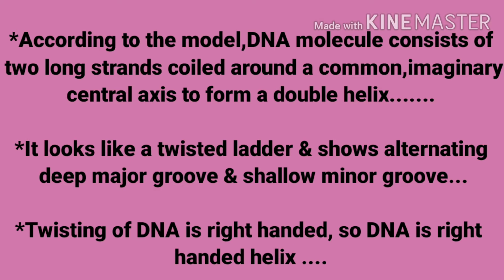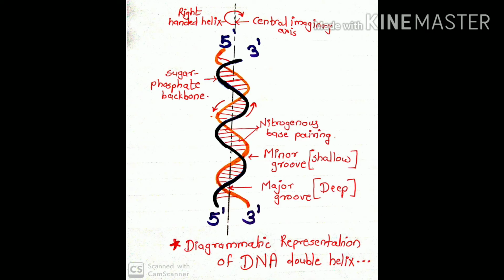It looks like a twisted ladder and shows alternative major and minor grooves. DNA coiling is right-handed, therefore DNA helix is a right-handed helix. And each strand of DNA consists of a number of nucleotides. In this present diagram, you can observe the double helical structure of the DNA. The outermost is the sugar phosphate backbone of DNA. Then you can observe the nitrogenous base pairing, then shallow minor groove and deep major groove. And DNA helix is a right-handed helix.